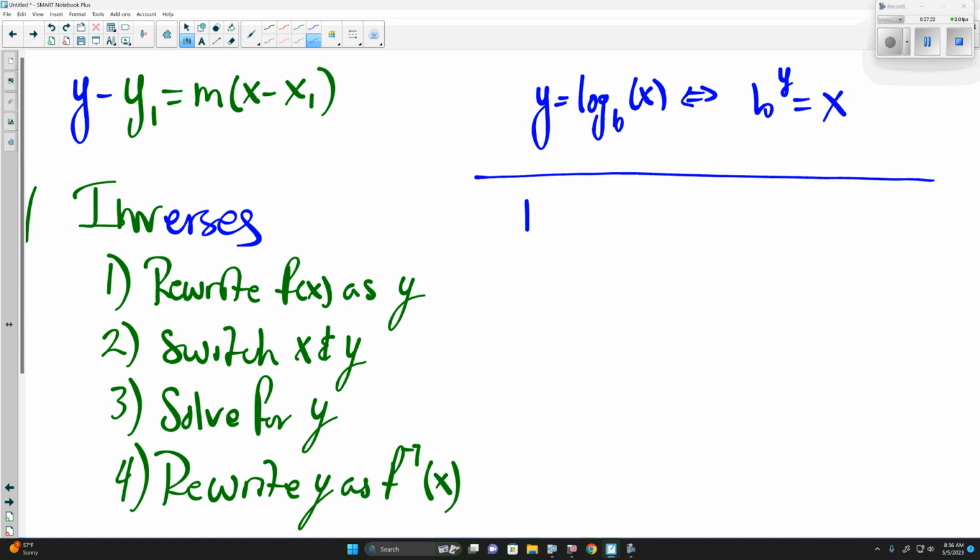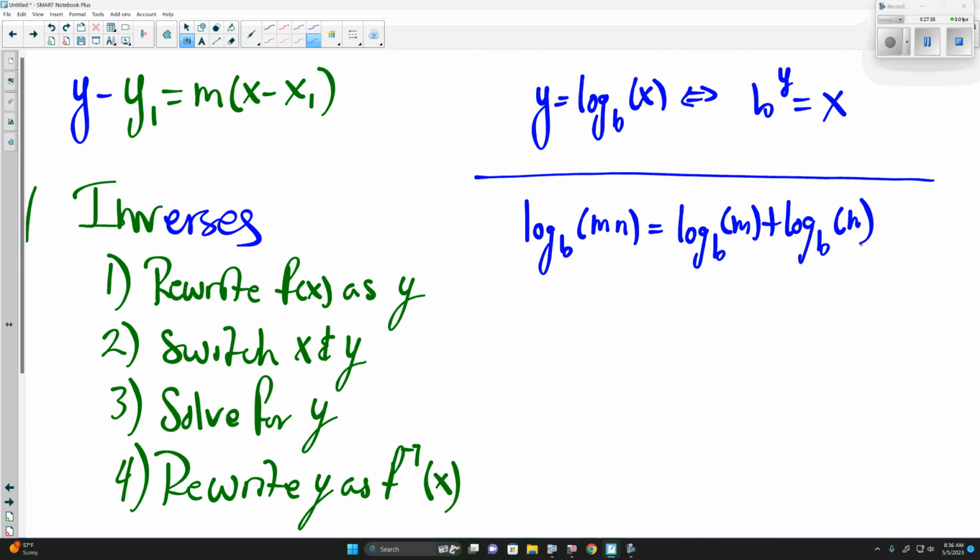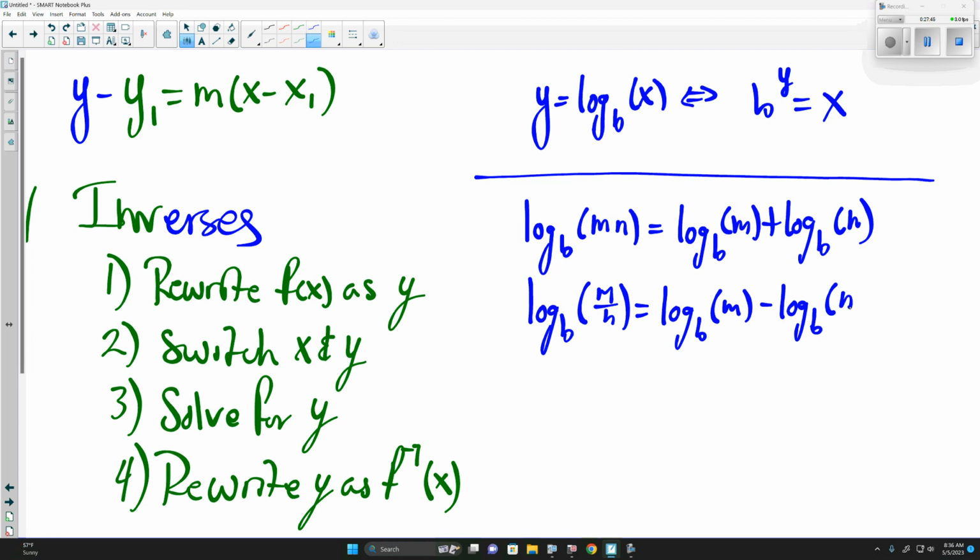Properties of logs. Log base b of m times n is equal to log base b of m plus log base b of n. Log base b of m divided by n is equal to log base b of m minus log base b of n. And lastly, log base b of m to the n is equal to n times log base b of m. These are the three main properties of logarithms.